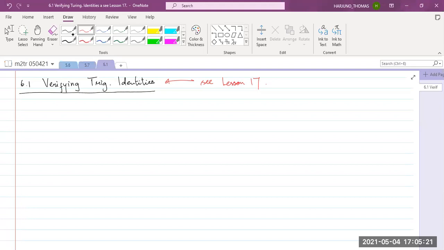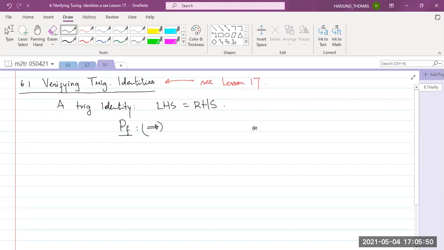Okay, basically you will see the following. A trig identity looks like this. You have a left-hand side expression equals a right-hand side expression. You need to prove it. Now, when you prove that, you need to first decide the direction of your proof. Either you prove from left to right or from right to left.